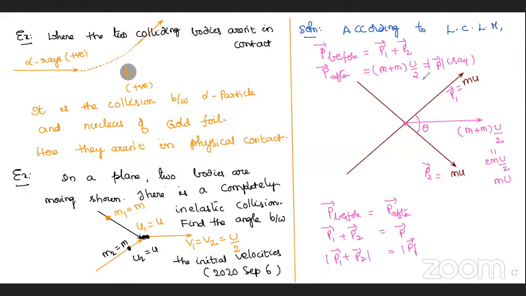Mod P bar is (m plus m) into u by 2. This is after the collision, they stick together, so the combined mass is m plus m, moving with a common velocity, which he gave as u by 2. So m plus m into u by 2. That's it. Srivali, now you understood?